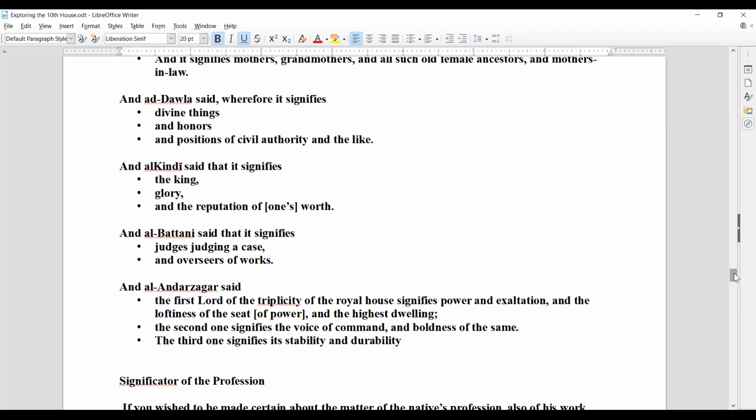Judges judging a case, overseers, so bosses, overseers of work. So often when we do horary charts, the boss is the 10th house, and it's the job and the boss is the 10th house. And look, here's an example.